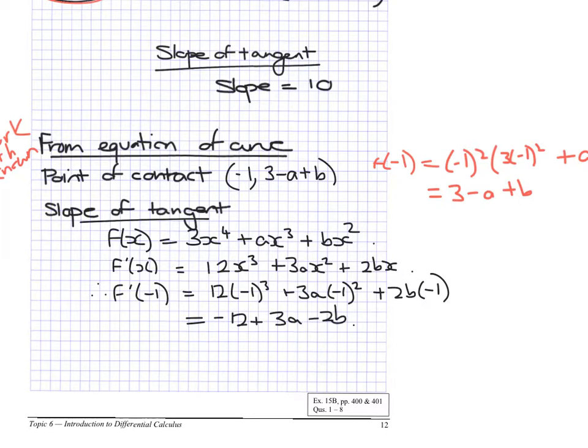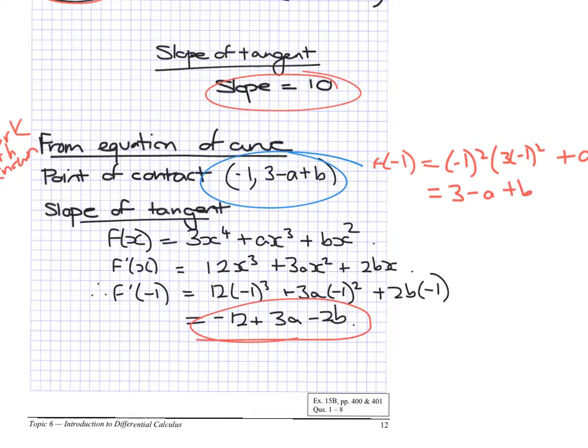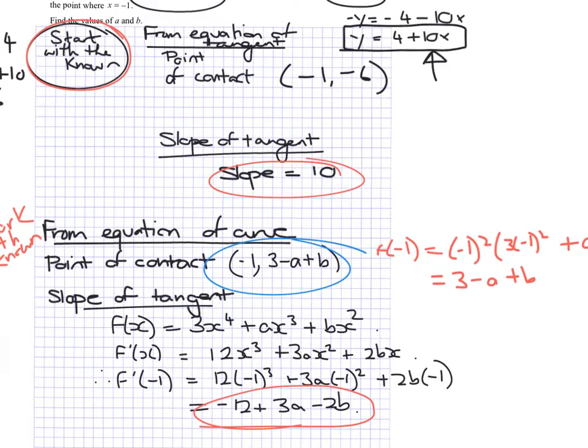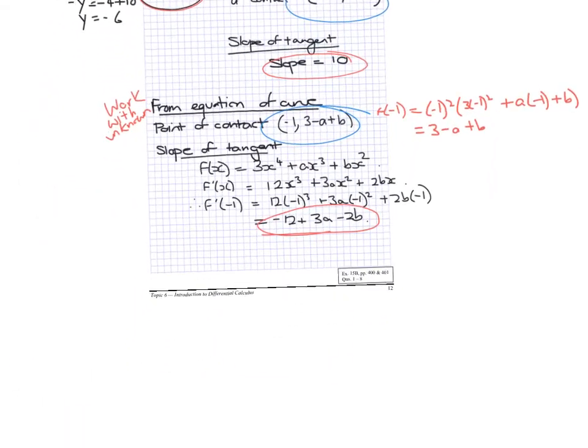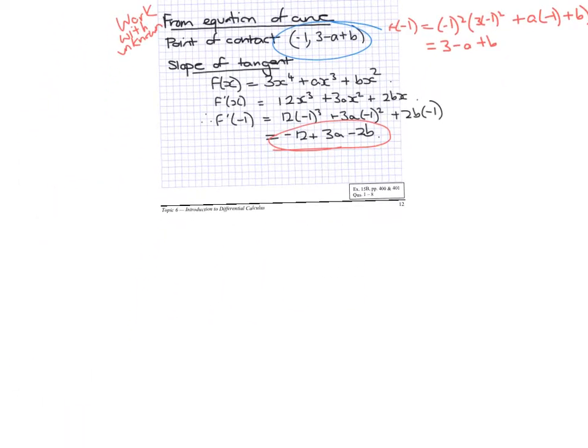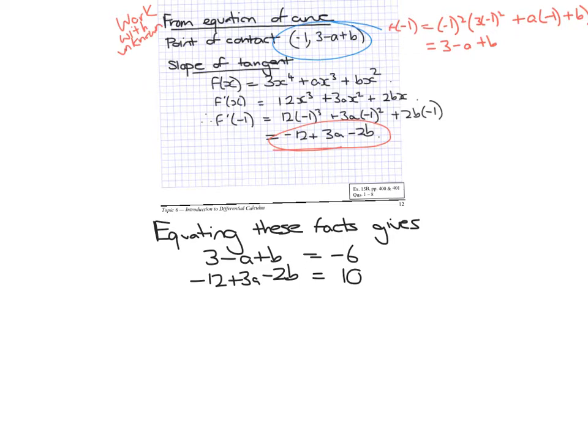Now we have all these things that are equal to each other. We've got the slope of the tangent here, and we've got the slope of the tangent here, and we've got a point of contact here, and up the top we've got our point of contact right here. So what we can do now is just equate all those bits of information. If we equate these facts, it gives the following, which looks like that. So I'm just going to call that 1 and call that 2, and I'm going to solve these simultaneously.